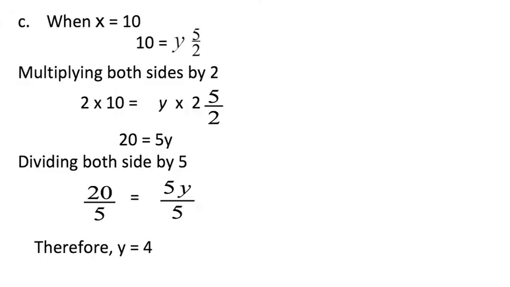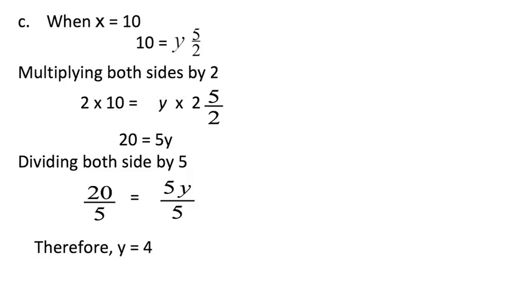Dividing both sides by the coefficient of y, which is 5, then we have 20 over 5 equals 5y over 5. From the right-hand side of this equation, 5 at the numerator will cancel 5 at the denominator.